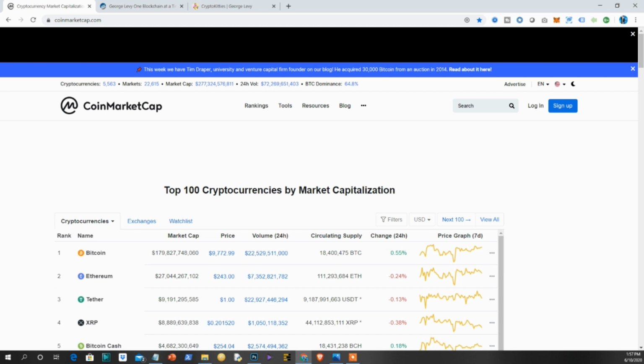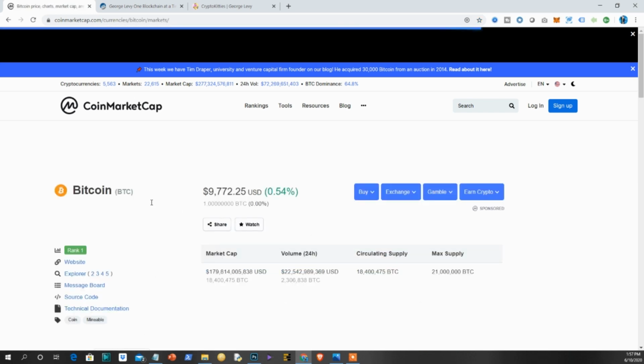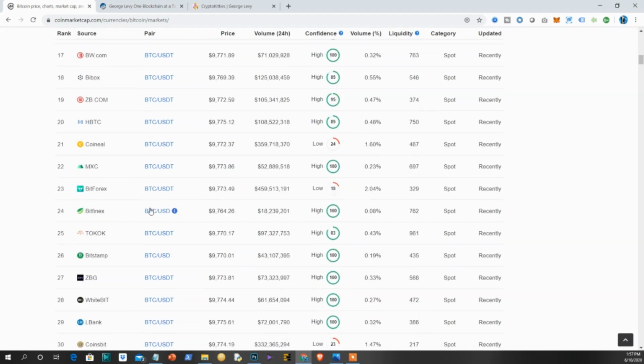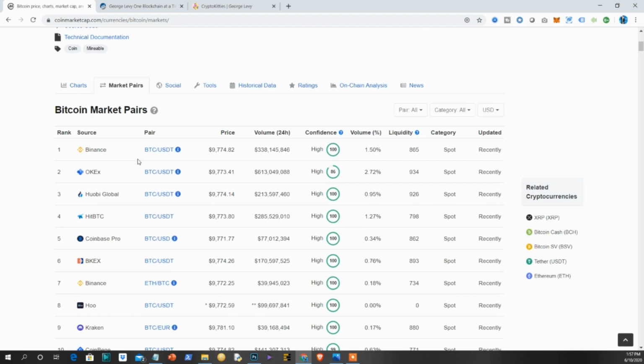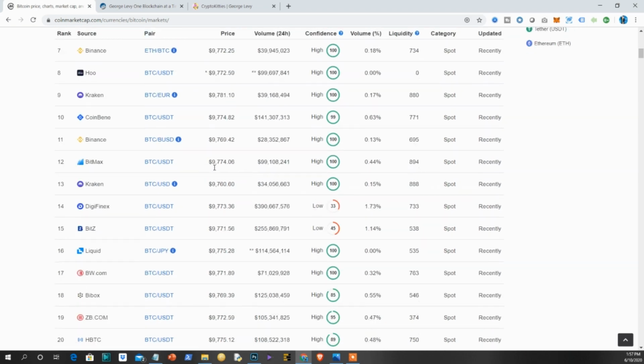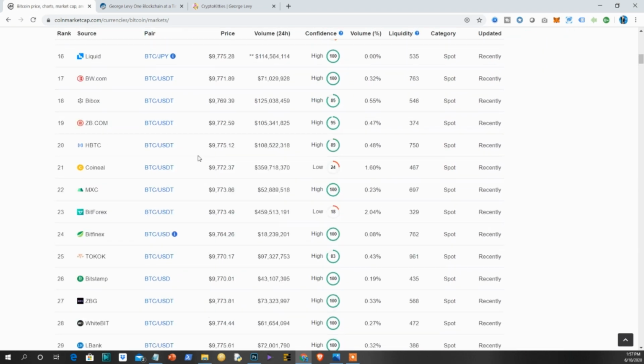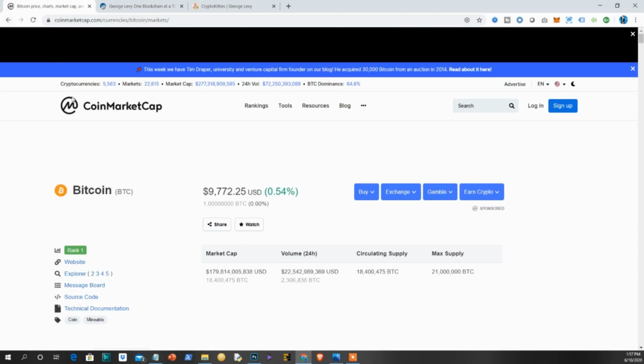So let me give you a perfect example. Right now, what you're looking at is CoinMarketCap. And what you're seeing is the price of one Bitcoin is $9,772.99. This is an average across a lot of different exchanges. What you see here is all the different markets that are actually listed for Bitcoin. So these are all different exchanges, and whenever I show you the price of a Bitcoin, it's actually an average across the top major exchanges.